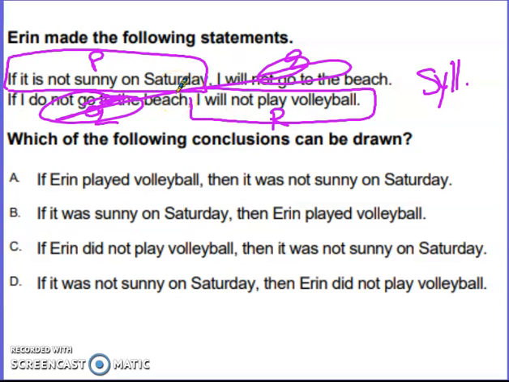So if we look at our statements, if it is not... ooh, I apologize for that one, circling the wrong answer there. That is actually your contrapositive. Your correct answer should be letter D. If it was not sunny on Saturday, then Aaron did not play volleyball. And be careful about that. I was quick to circle it because it had Saturday in the beginning, but make sure you read the entire statement.